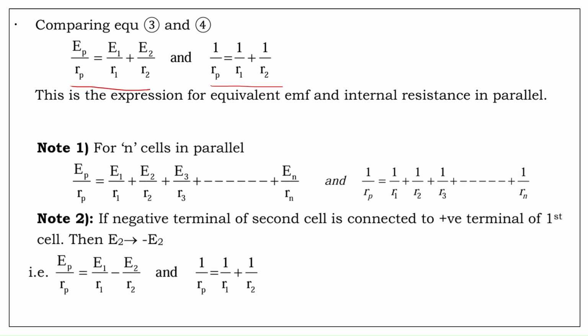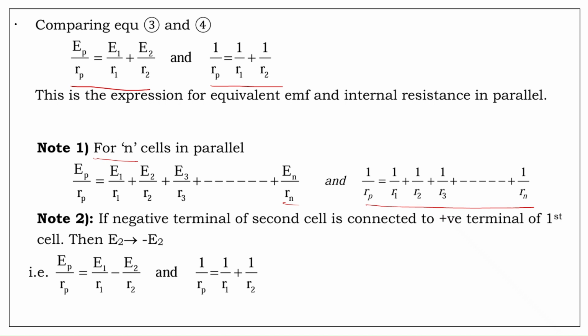Note 1. Expression for n cells in parallel. EP by RP is equal to E1 by R1 plus E2 by R2 plus E3 by R3 and so on, up to En by Rn. And 1 by RP is equal to 1 by R1 plus 1 by R2 plus 1 by R3 and so on, up to 1 by Rn.